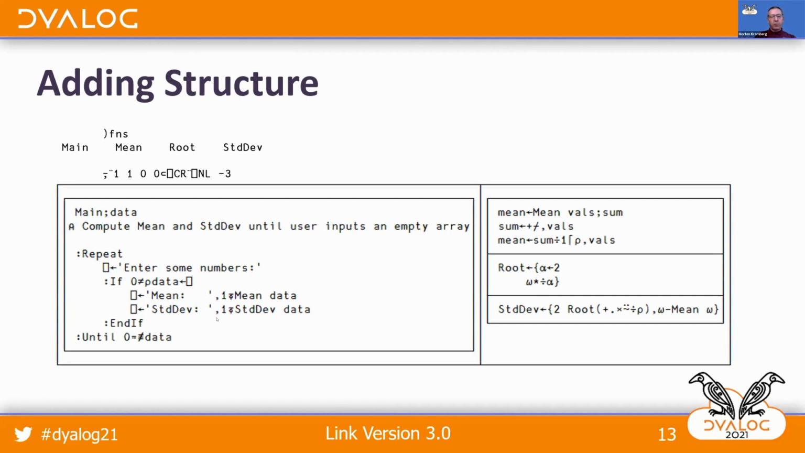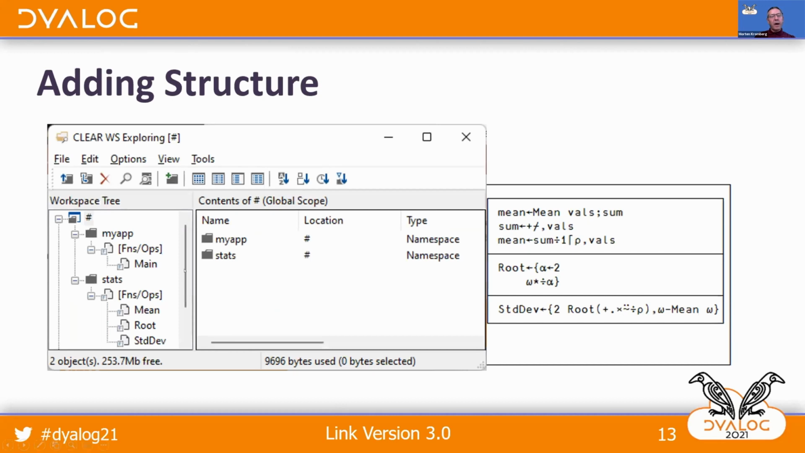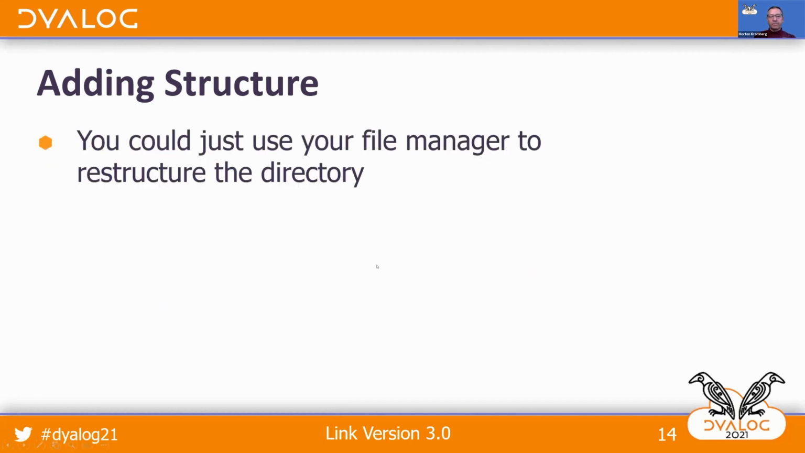So if we decide that we'd like to have the application code in one folder and then the statistics library, which is perhaps shared with our other applications and maintained by other people, in a different folder, we can easily do that with Link as well.